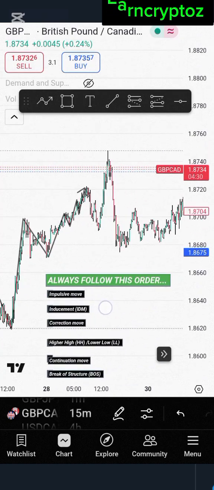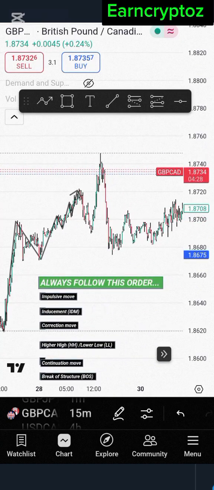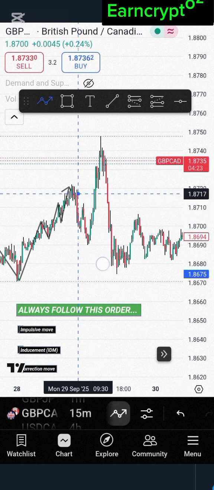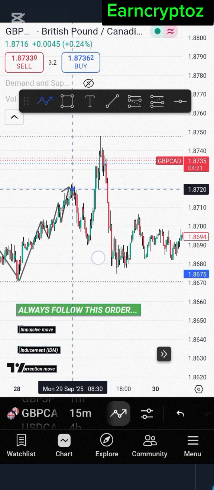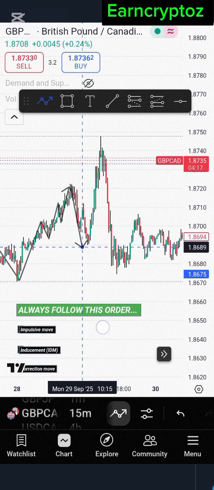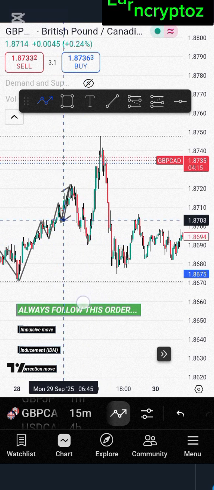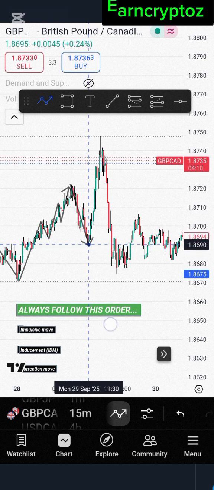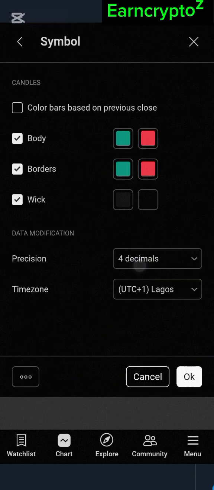But when we got here, you can see what we have here. The impulsive move got here, then we had something like this, the correction. As you already know, it took out the last valid pullback. So this is our correction move.